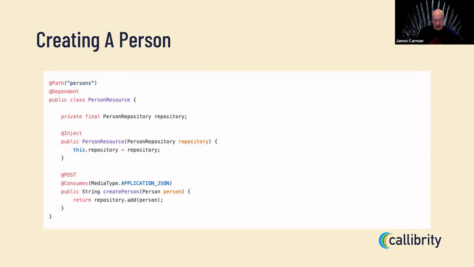I just declare that the parameter is of type person, and JAX-RS knows to automatically parse the request that comes in, the body, into a person object and hand that to me. And we are going to return a string, which is the ID that is generated. The repository actually spits out, okay, I added the person to the database, and here's the ID that I gave that person, and we return that in our response.